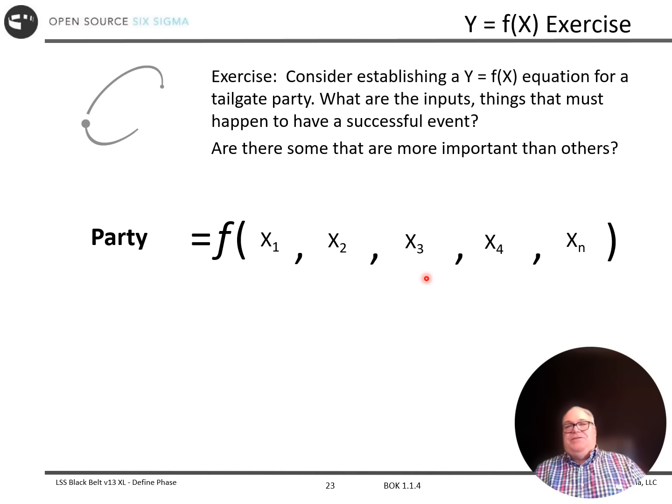So what are the factors that you would need to consider in order to have a successful party? So just take a few minutes and write down, or you might remember in your head, but write down a few things. What are the X's that you would consider in order to have a good tailgate party? So you can pause now, and then I'll give you some of my ideas.